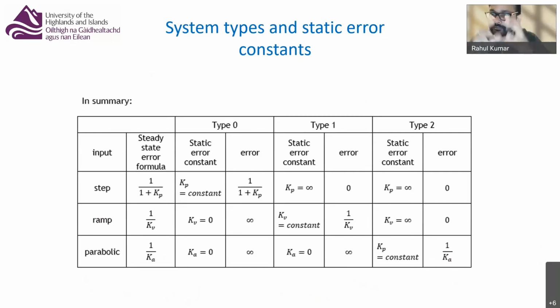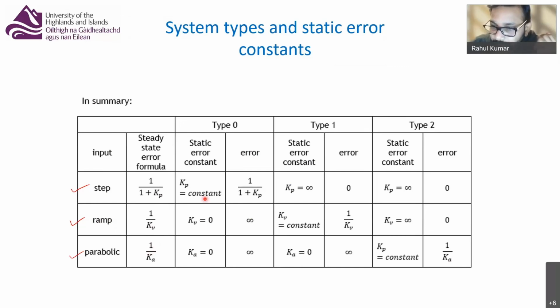So I have kind of combined all the things together and I have put it in this table, right? So I have step input, ramp input, and parabolic input. So the formula for steady state error for step input, I'm using the modified one which I just created. For step input, it is 1 divided by 1 plus kp. For ramp input, it becomes 1 divided by kv, which is your velocity constant. And for parabolic, your steady state error formula is 1 divided by ka.